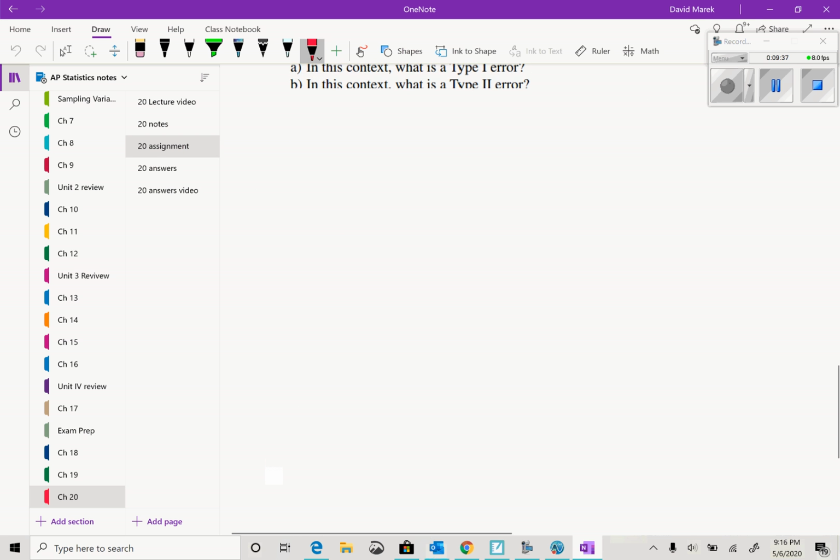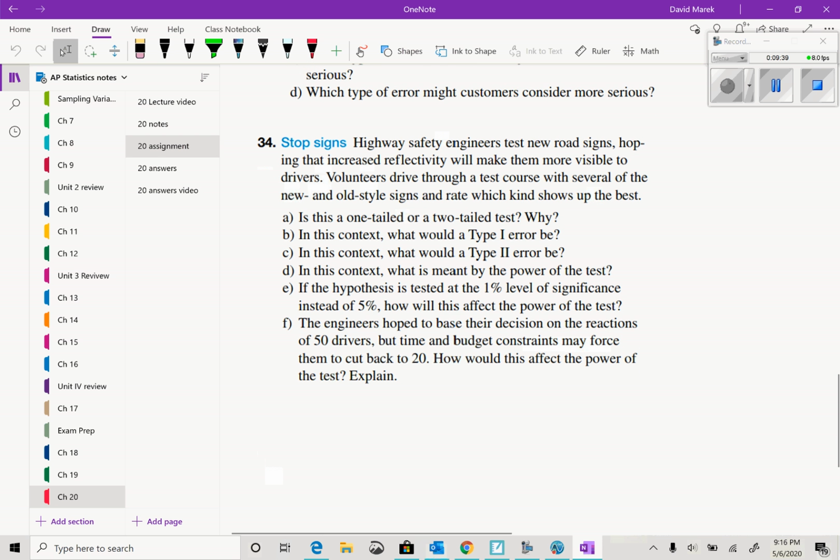And again, back to type 1 and type 2 errors. Highway safety engineers have some new road sign designs, hoping that increased reflectivity will make them more visible and people will stop driving through the stop signs. Get some volunteers, go through a test course where we have several of the old signs, several of the new signs, and is there a difference?